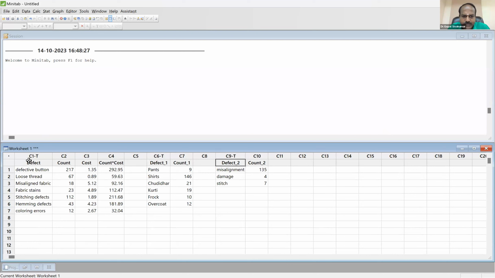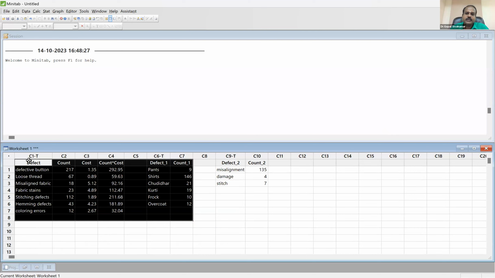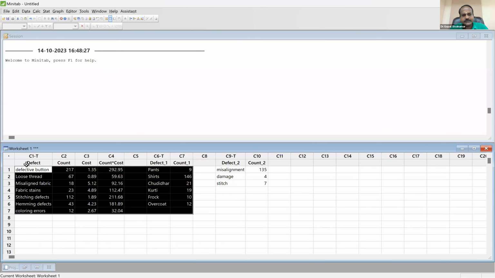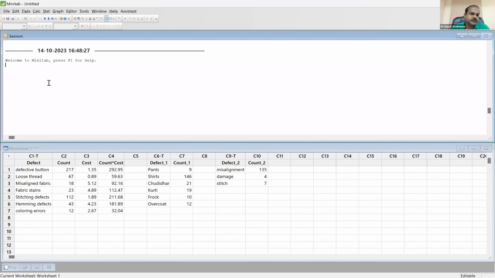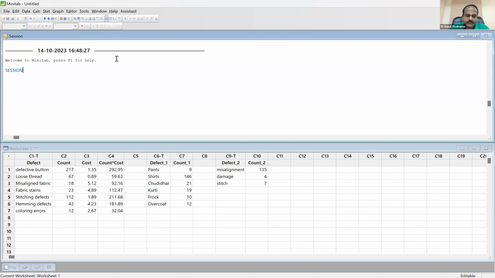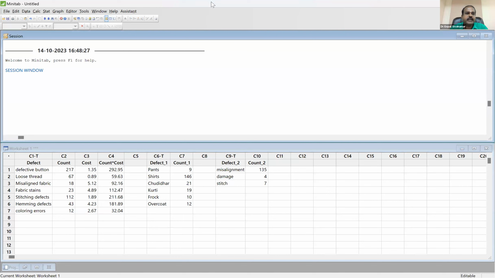The area where I am moving my cursor is known as the worksheet. This is similar to your Excel. You can type your headings in the gray row and then all the data in the white cells. I just copy pasted from Excel. And this area I am selecting is known as the session window. This area is the worksheet. This area is the session window. The session window icon will look like this. The worksheet icon will look like this. You can find them here in this area.